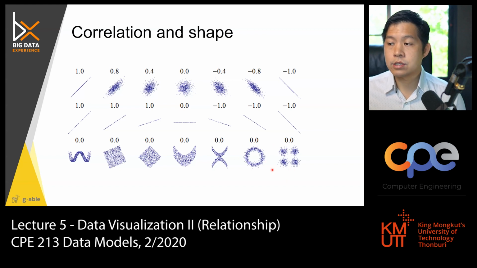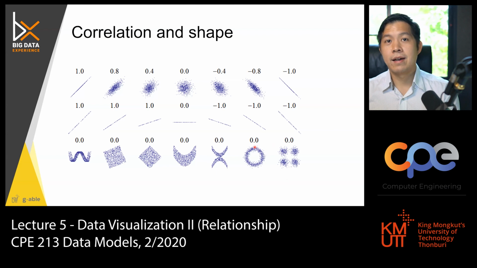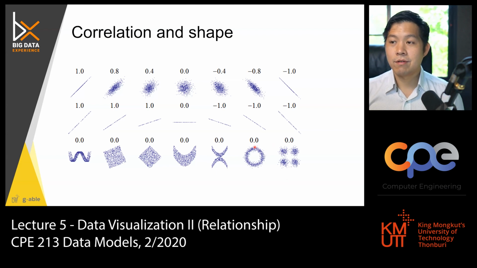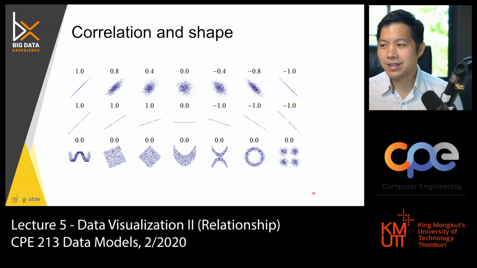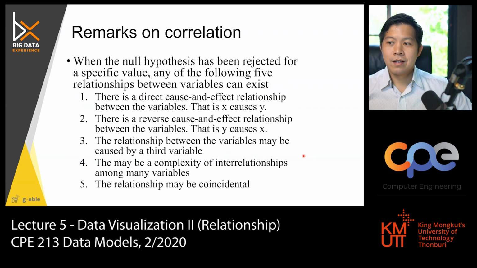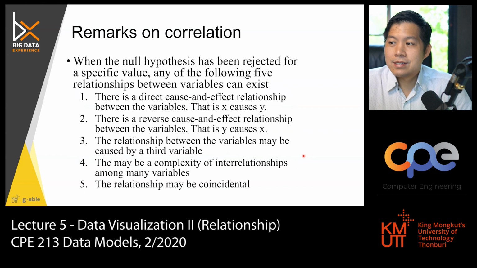Or if your data is associated in a varying manner here, correlation wouldn't tell you that there is something interesting here. But if you find data that looks like this, there's definitely something interesting here. Okay, this shape downward here.